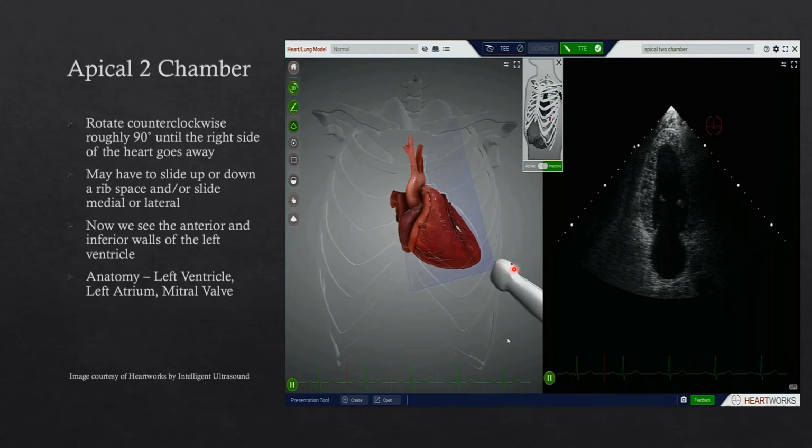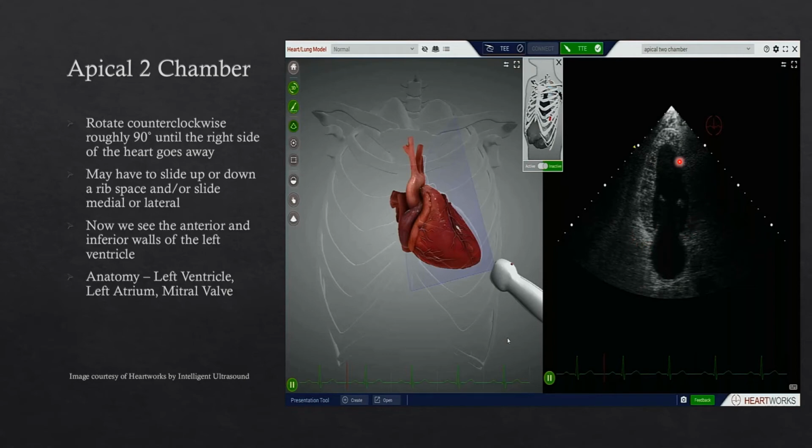Essentially what you want to do is rotate your transducer counterclockwise until you see the right side of the heart disappear on your screen. Then you know you're in a true 2-chamber view when you see that right side completely disappear. Now again here you may need to slide up a little bit, slide down, medial, lateral, tilt the tail up or down slightly. All of those things can help bring in this image a little bit better.